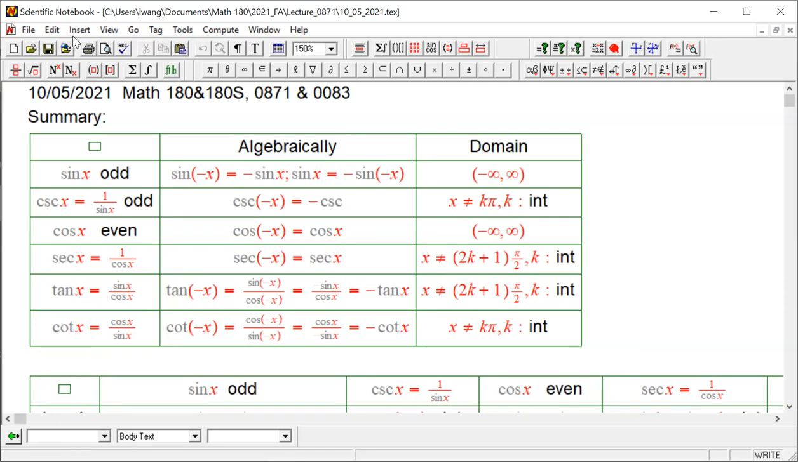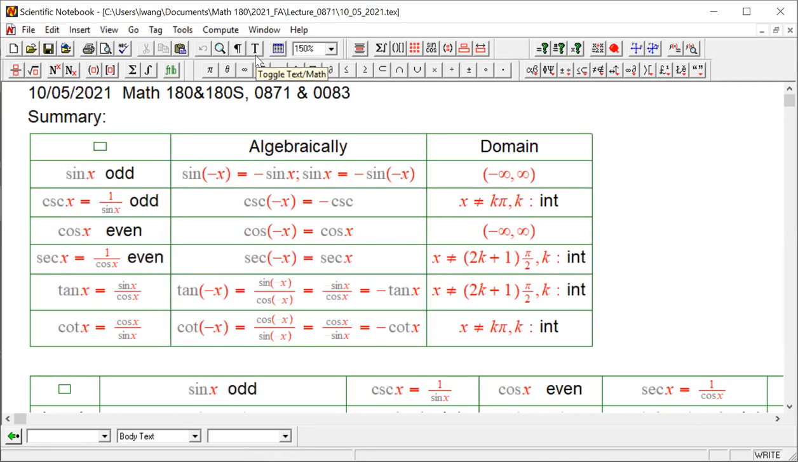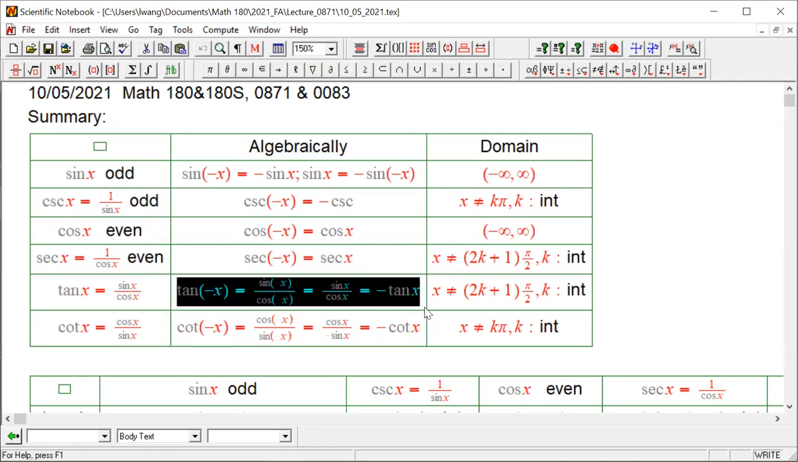So in this process, what have I done? You see how I made the table, right? I first did the sine, cosine, and then I realized the relationship between sine and cosecant. One is odd, the other one is odd, so this is going to be even. And there's the proof, right? And you need to do this independently.